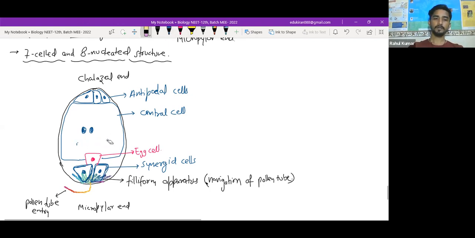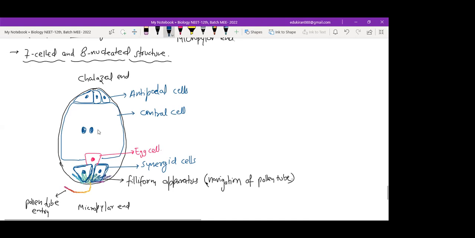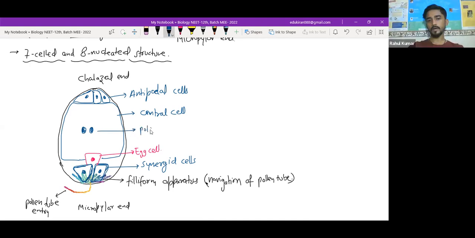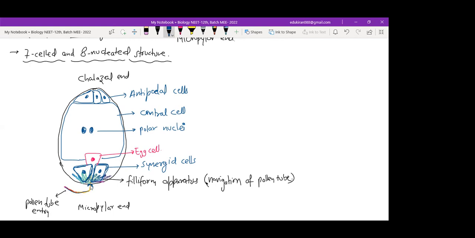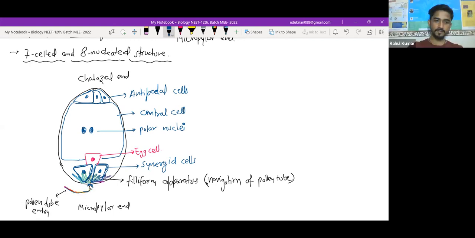Mark it outside. So can you count now how many cells and how many nuclei are there? Seven cells, 8 nuclei. Yes, so it is a 7-celled, 8-nucleated structure. Is it clear? The overall structure.